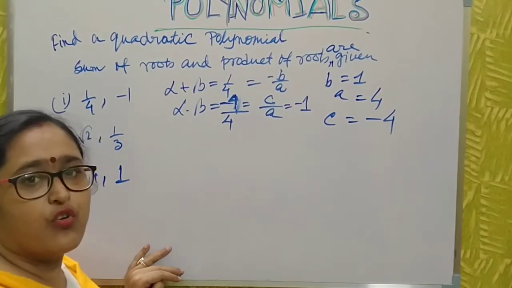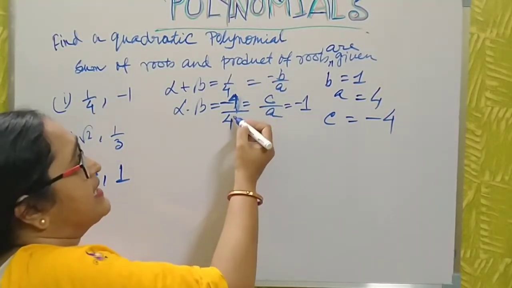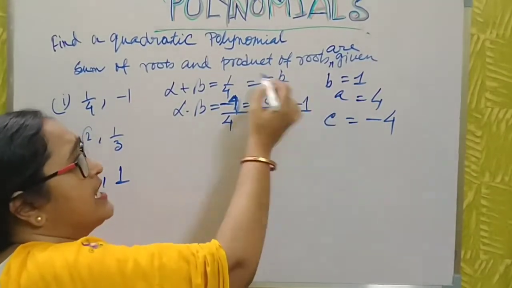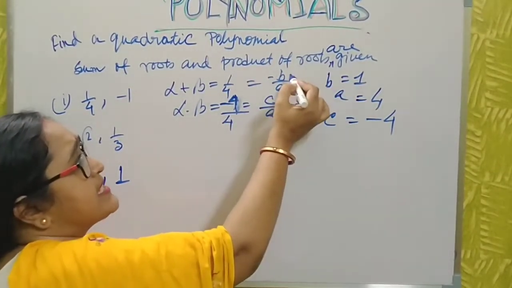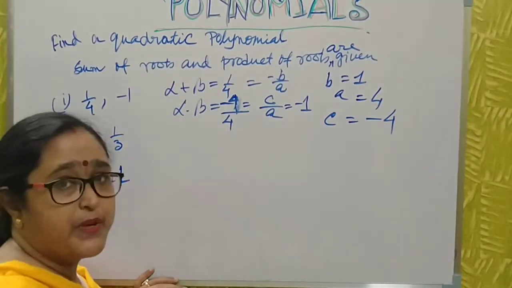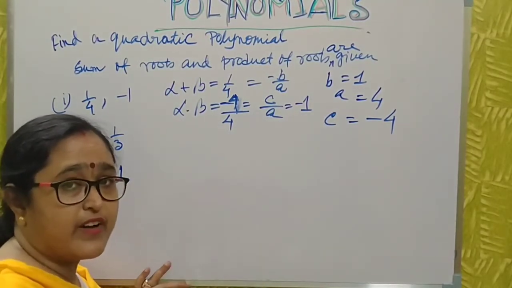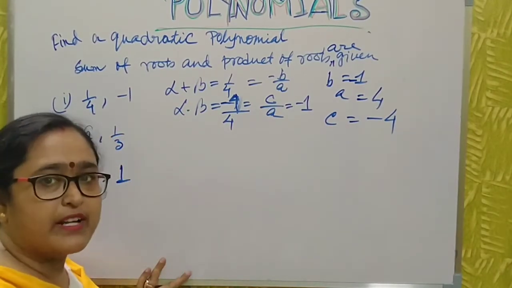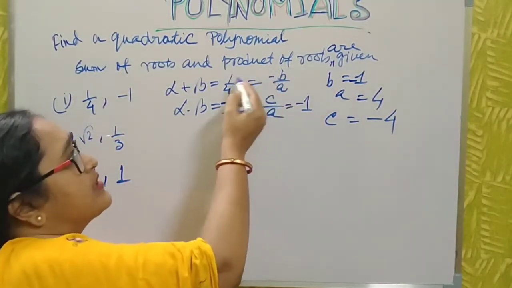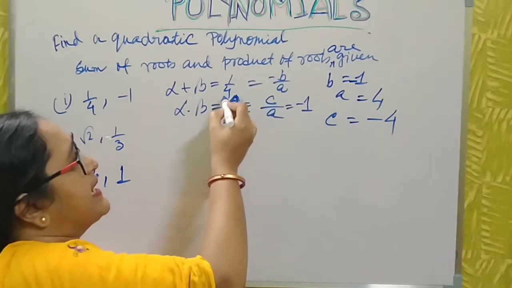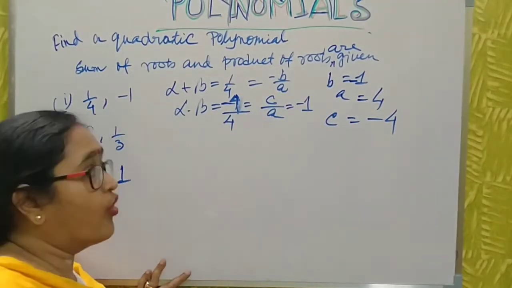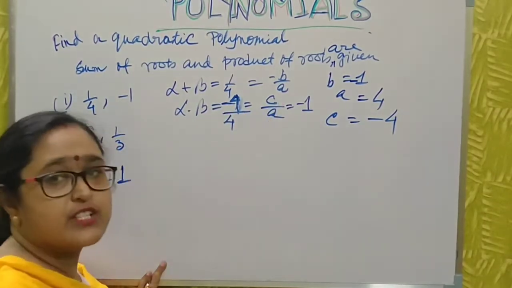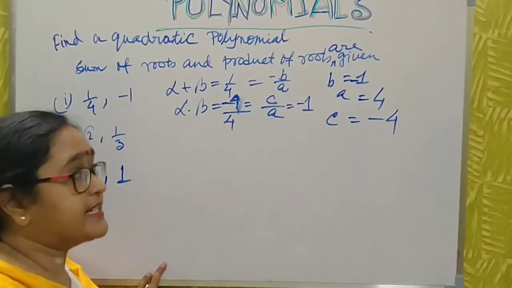C is minus 4 because a is 4. Here b is minus b by a, that means b is minus 1, not 1. So b is minus 1, a is 4 and c is minus 4.